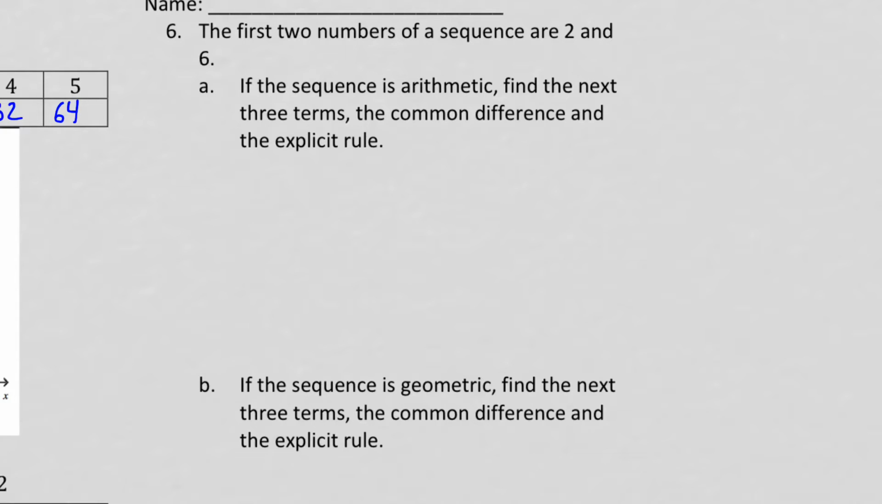Okay, let's move on to number 6. The first two numbers of a sequence are 2 and 6. If the sequence is arithmetic, find the next three terms, the common difference, and the explicit rule. Okay, so the first two terms are 2. Let's start by writing that. And 6.